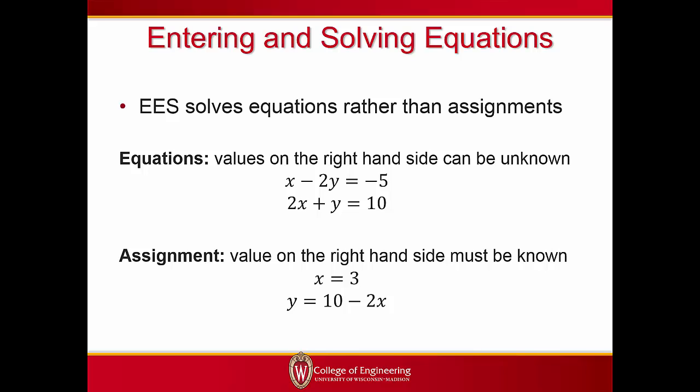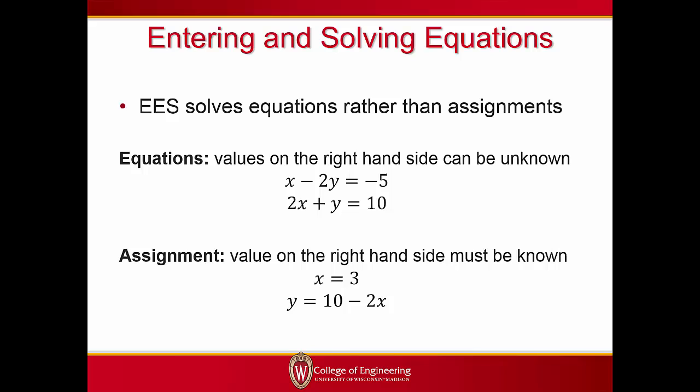An important distinction that separates Ease from formal programming languages such as C or Fortran or even MATLAB is that Ease solves equations rather than solving assignments. The difference between an equation and an assignment is shown with this simple system of two equations, which are actually identical. The top shows a setup of equations where the values on the right hand side can be unknown. The first equation, x minus 2y equals negative 5, could not be solved independently from the second equation, 2x plus y equals 10.